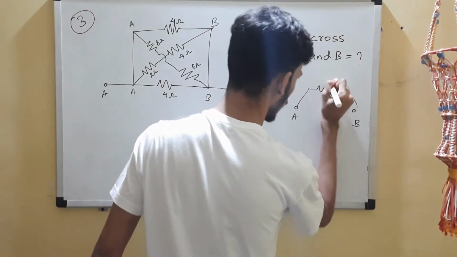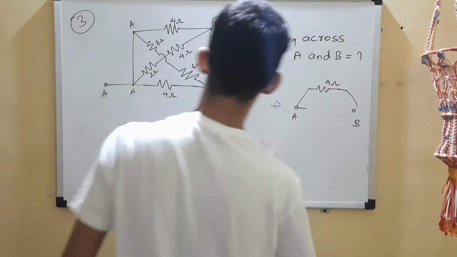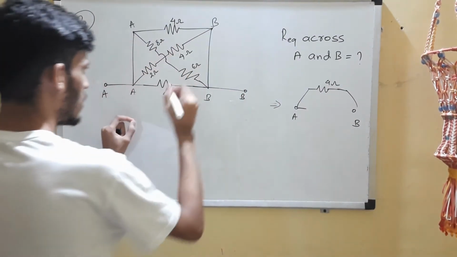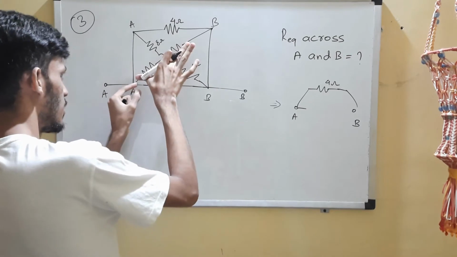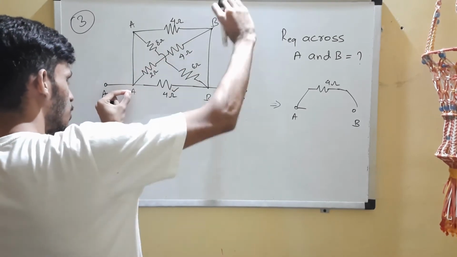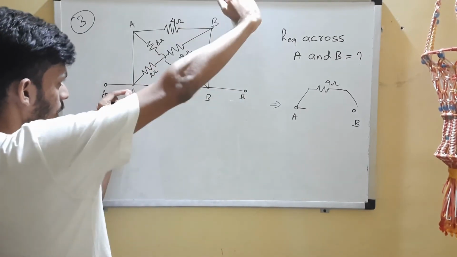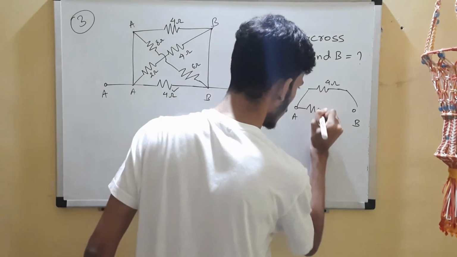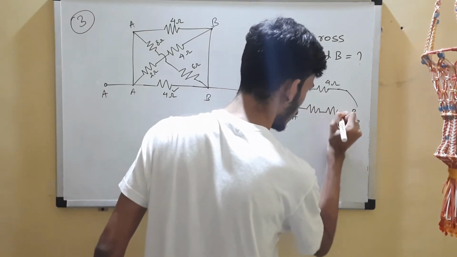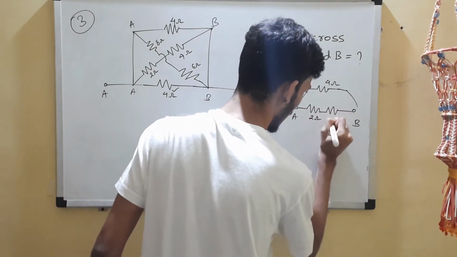Okay, 4 ohms. Then we have these 2 resistors. Okay, this one is done. These 2 resistors between A and B, right? So 2 and 4 ohms between A and B. So 2 ohms, and then 4 ohms between A and B.